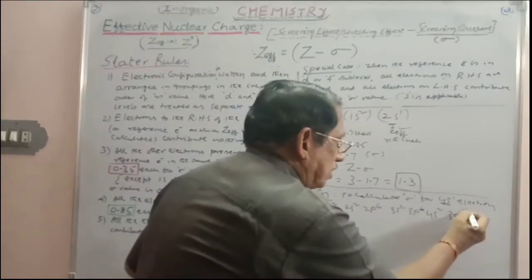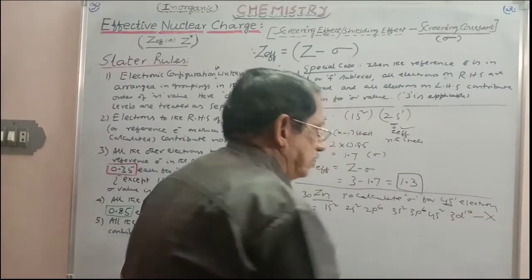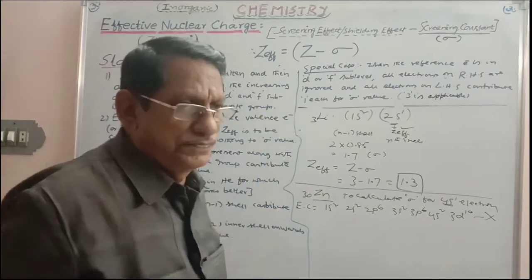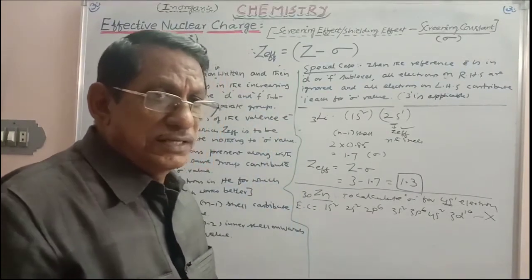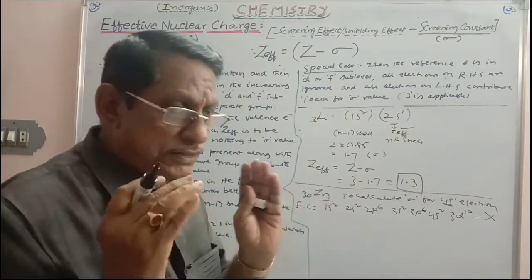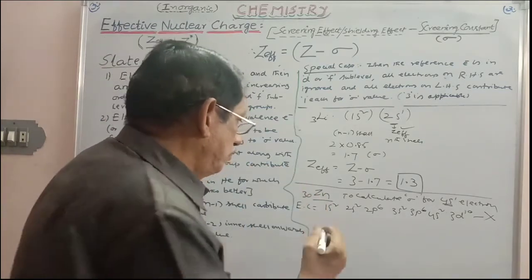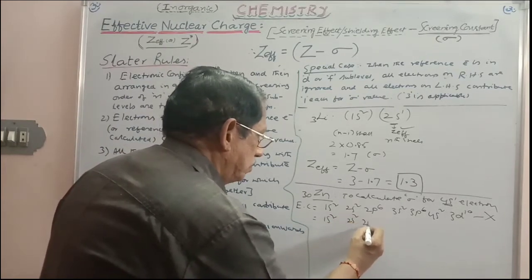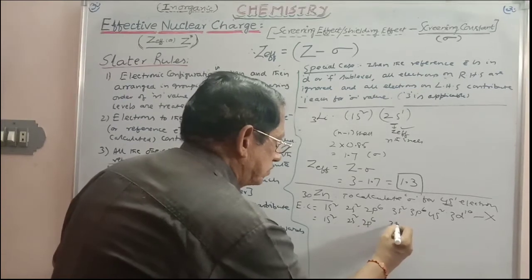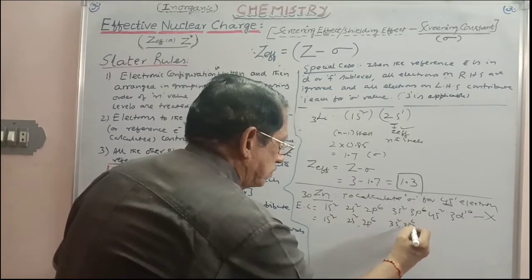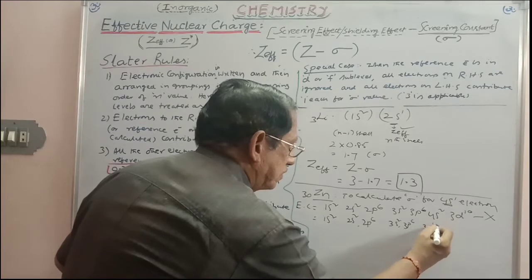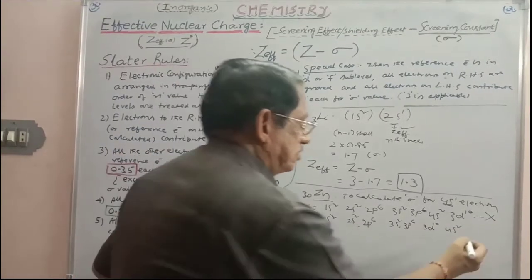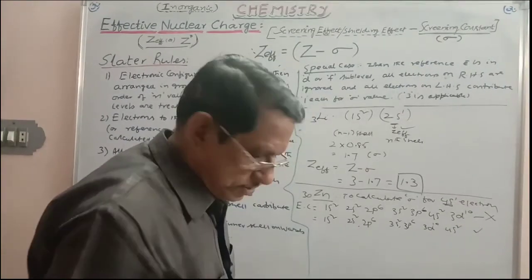But if you want to calculate Slater's constant here, this is wrong. You have to group them according to the n value. Whatever sublevels are there in the same n value, they are grouped one way, to be written at one place. So in what way is it to be written here? 1s2, 2s2, 2p6, 3s2, 3p6, 3d10, 4s2. This is the correct way if you want to calculate this Slater's constant.